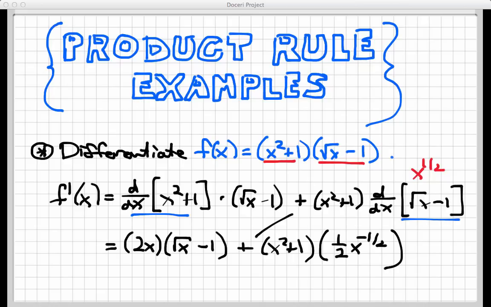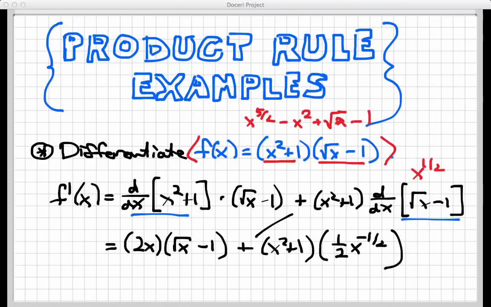Although I'm not going to simplify the algebra, I will point out that we can actually get around the product rule entirely by doing a little algebraic simplification on the front end of this. If you look at the original f of x definition here, I could just FOIL these two terms together and get something like x squared times radical x, that's x to the 5/2, minus x squared plus radical x minus 1. That's equal to the function I'm trying to differentiate, and it's actually a little easier to differentiate it this way if you do a little algebraic simplifying on the front end.